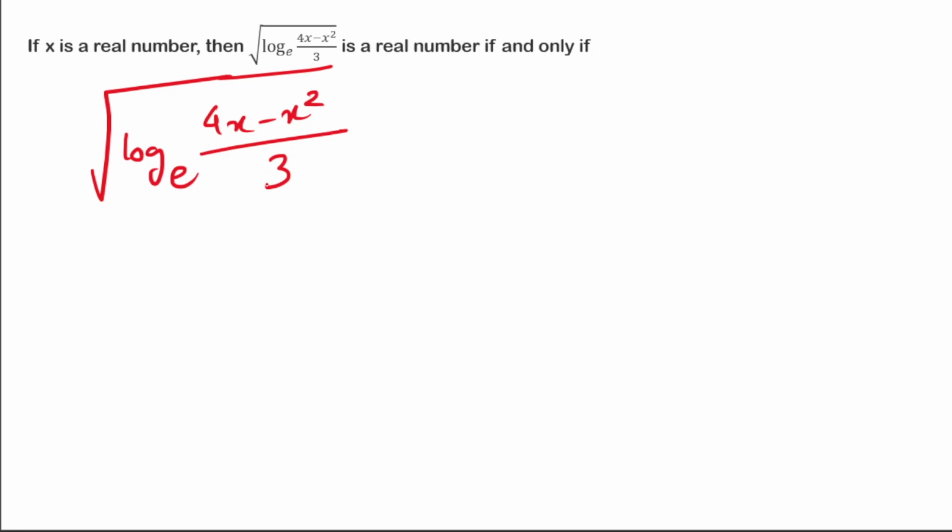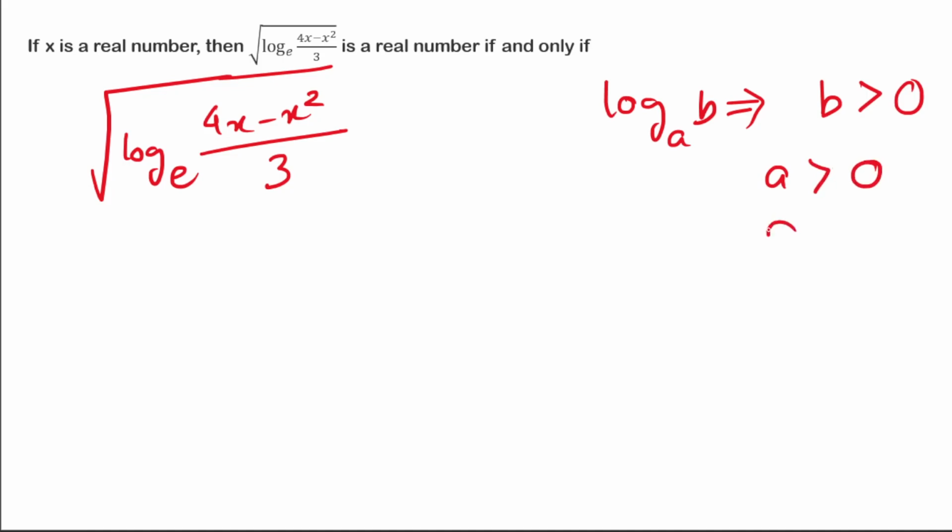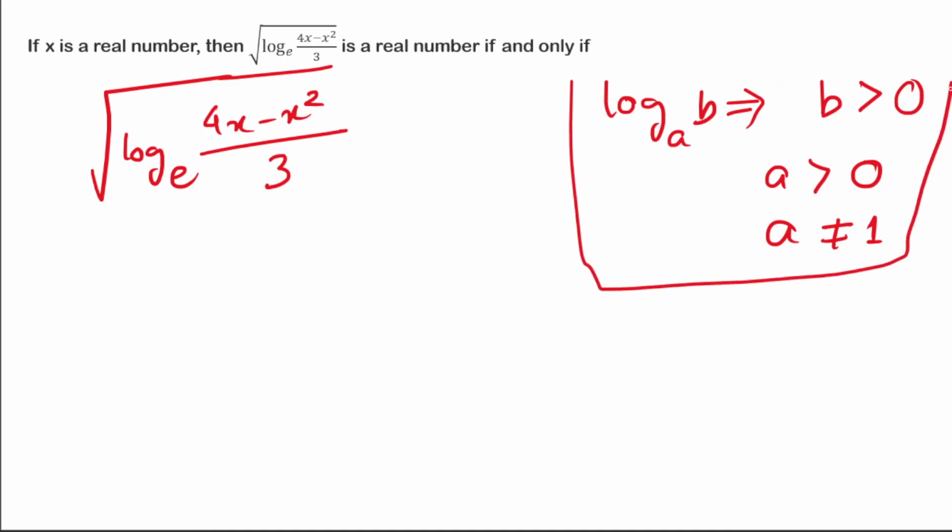So for anything related to log, what are the criteria that you have to follow through? First of all, let us say this is log b base a. So in this, what needs to be followed? First of all, b should be greater than 0 and a should be greater than 0 and a not equals to 1. Okay, so these are the three criteria basically that for any logarithmic expression we have to satisfy.